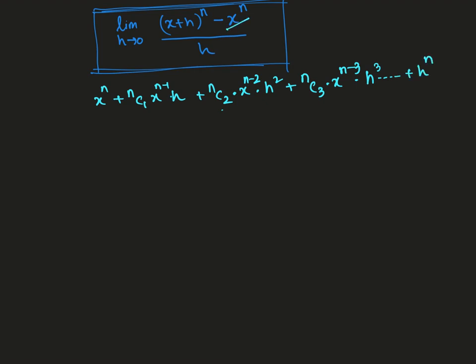And remember, we have x to the power n subtracted at the end, so we will also subtract that x to the power n from here. So this part is basically the expansion of this, and this x to the power n is this x to the power n.